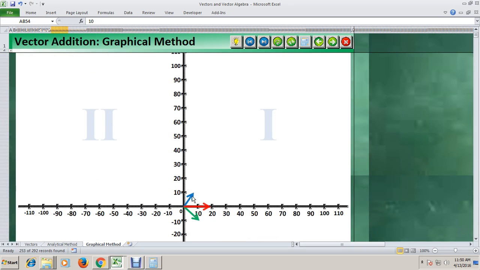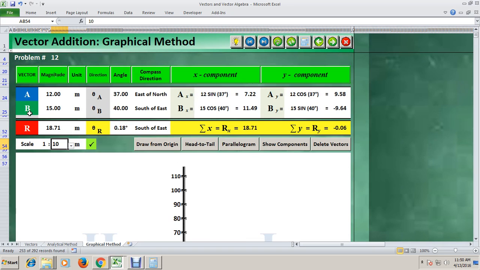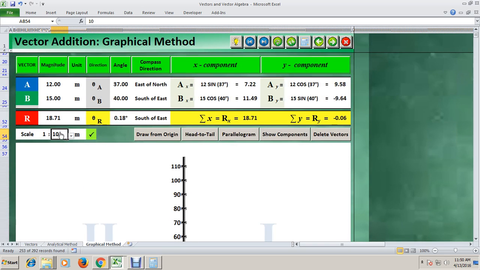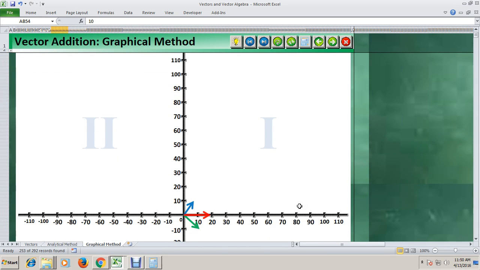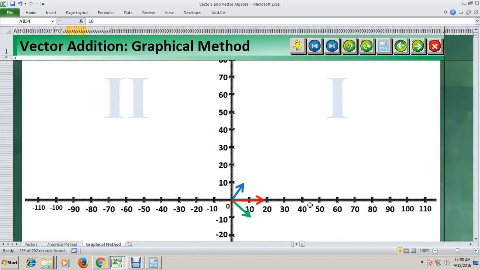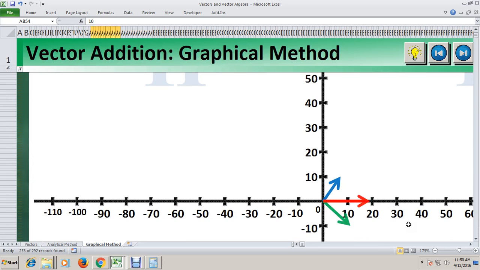So this is your 37 degrees. Your vector B, your green vector, is 40 degrees south of east. This is your 40 degrees. And that would yield the resultant vector as 18.71 degrees south of east. The vector arrows drawn here are a bit small. Let me zoom this up for you. So we cannot actually see because of the limitations of the graphical method.